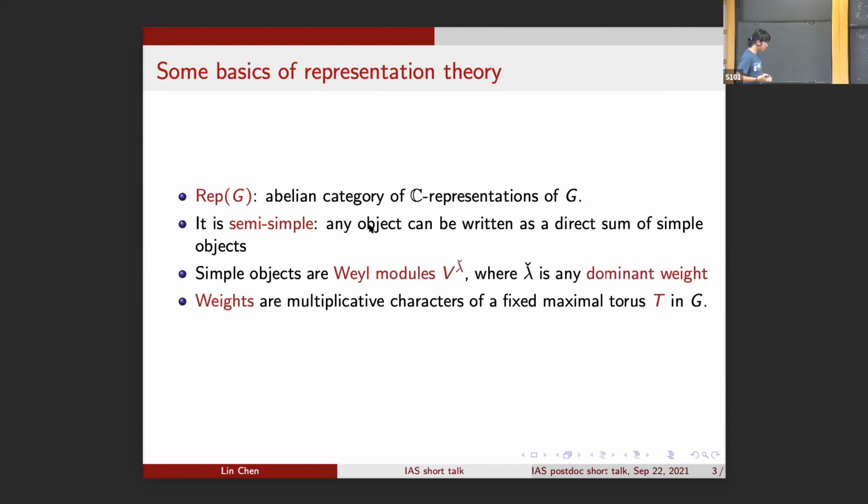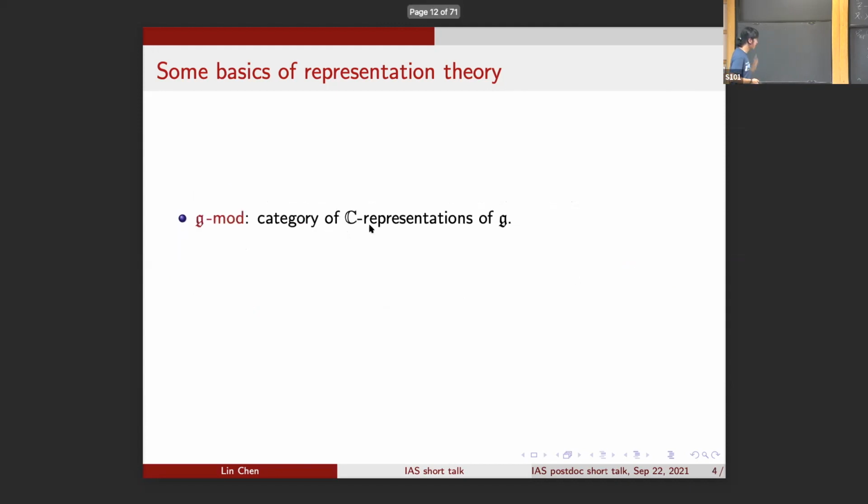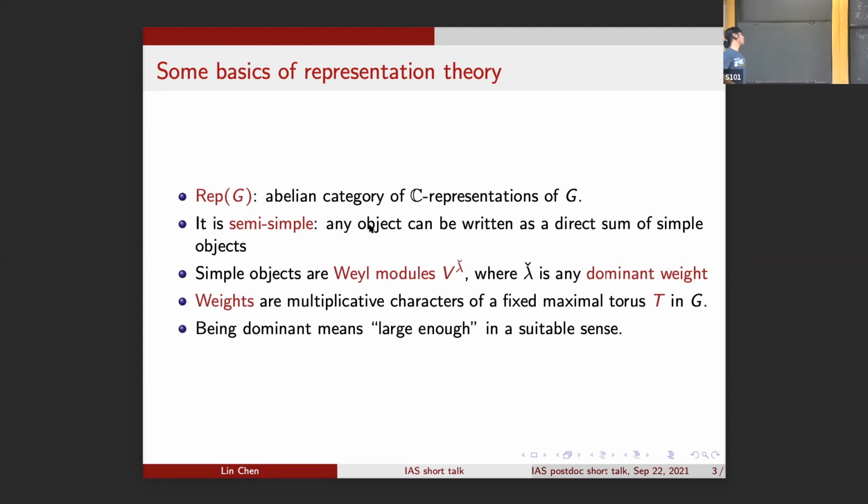The simple objects are given by the irreducible modules, the so-called V_lambda-check. Here, lambda-check is a dominant weight. A weight is just a multiplicative character of a fixed maximal torus inside G. For GL_n, you can choose the maximal torus to be just the diagonal matrices. A dominant weight means the weight is large enough in some sense. You need to choose a Borel to define this notion, but if you don't know that, it's okay. Just think of it as large enough.